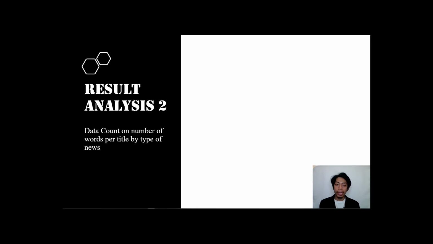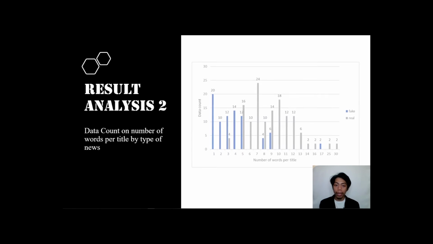Alright, next is a bar graph. This bar graph shows the count of words per title. As shown, a simple conclusion can be made, such as fake news are more likely to have a shorter title, like this 1, 2, 3, 4, 5, ranging from 1 to 5, and real news is between 5 to 12 words per sentence.